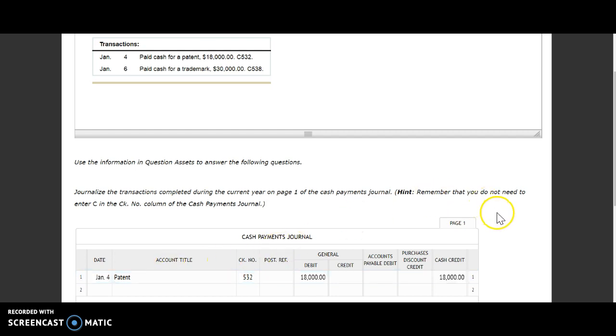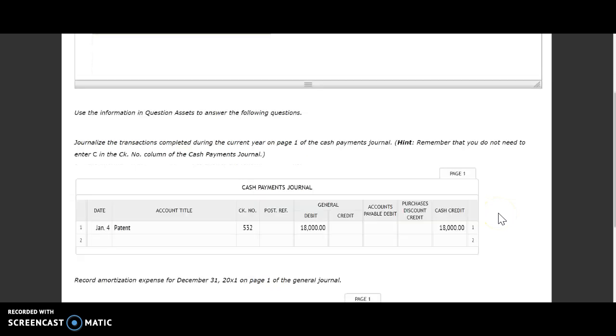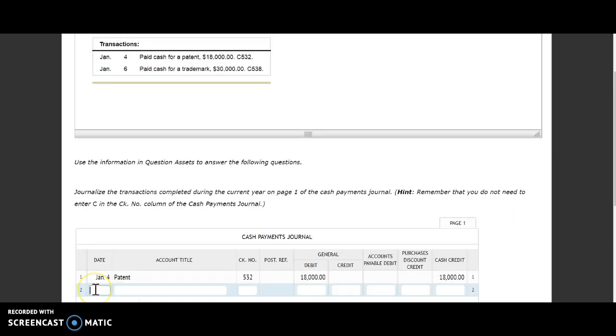On January 6th, I paid cash for a trademark, $30,000, check 538. I'm going to do the same exact thing. Let's put in my date first, January 6th. Except for this one, I'm going to use trademark as my debit account instead of patent because I'm buying a trademark this time. Check 538. I'm going to debit that for $30,000 and I'm going to credit cash for $30,000.